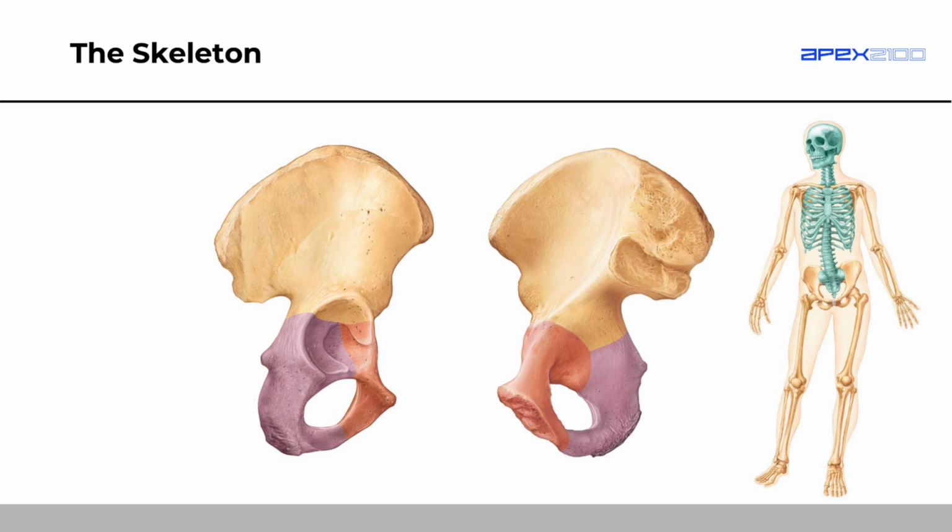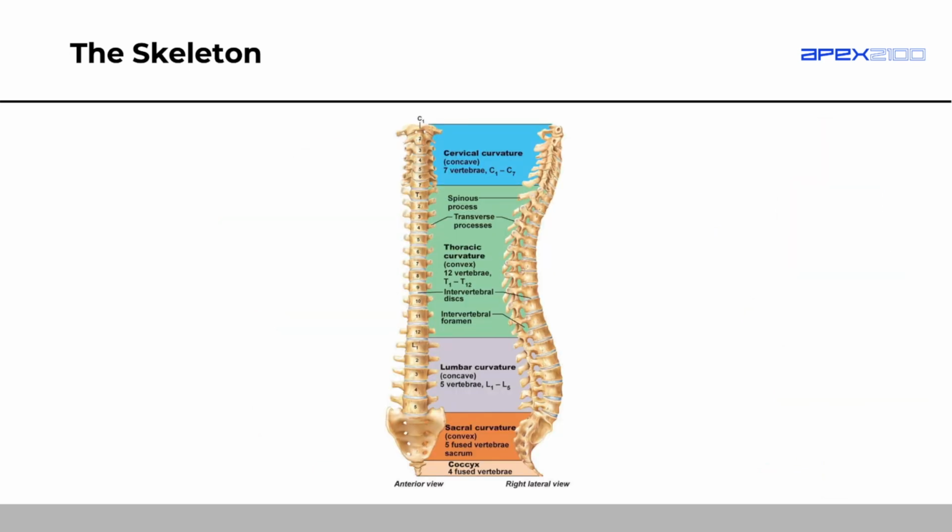This is the coxal bone, and it is the pelvic girdle. It's what attaches the leg to the body. All right, important to know some of the parts of the vertebral column as well.